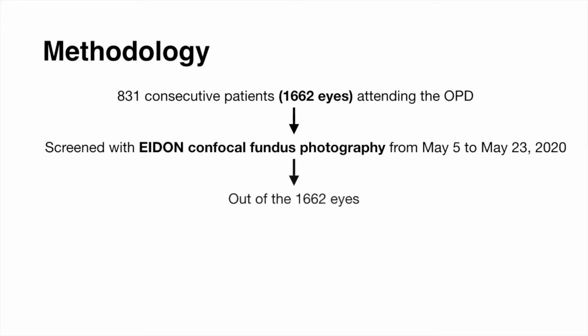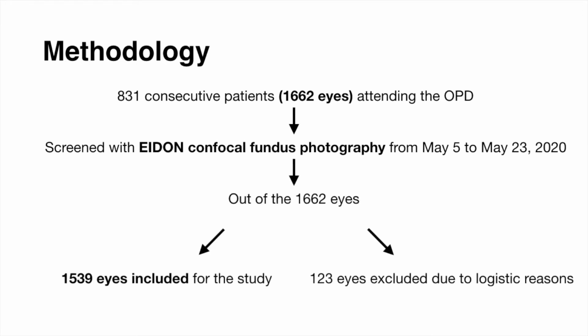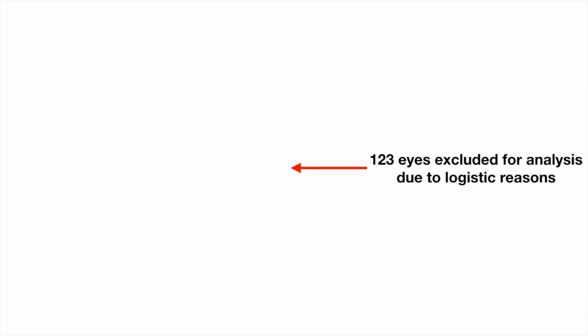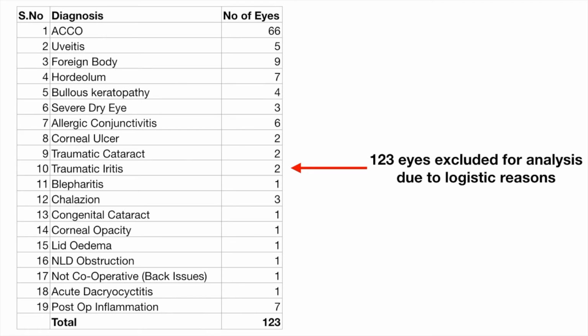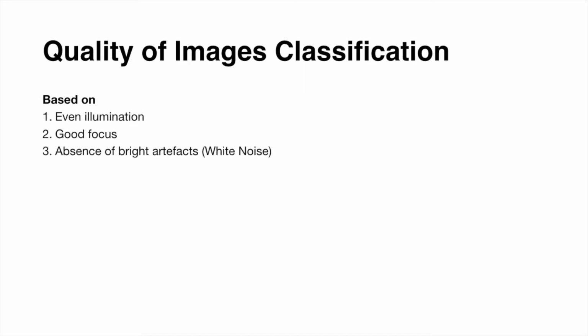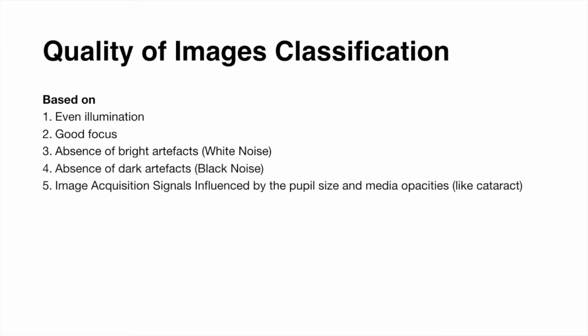Out of the 1,662 eyes, 123 eyes were excluded due to logistic reasons such as ACCO, uveitis, foreign body, hordeolum, bullous keratopathy, and so on. One such patient with back issue was also excluded. The quality of the images was classified based on even illumination, good focus, absence of bright artifacts, that is white noise, absence of dark artifacts, that is black noise, image acquisition signals influenced by the pupil size and media opacities like cataract, and classified into good, medium, poor, and no image.